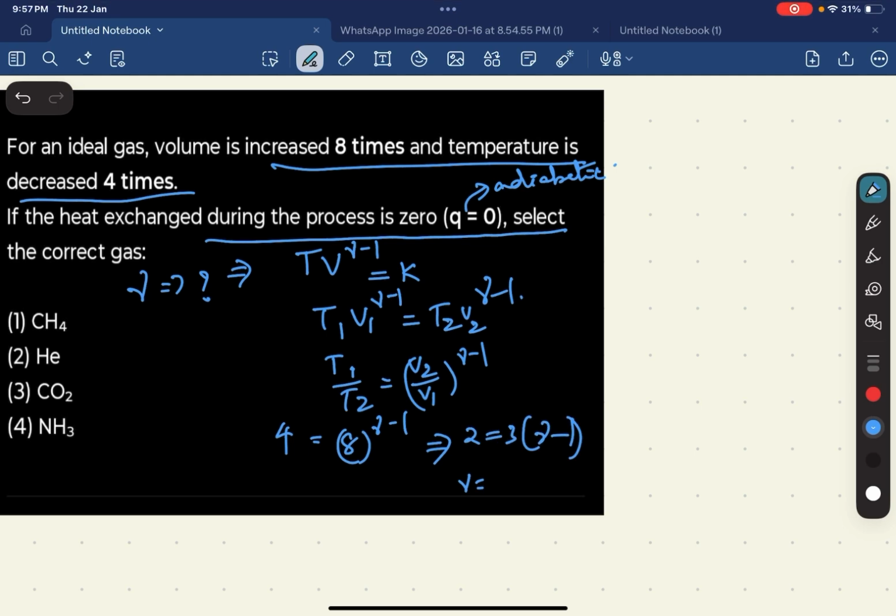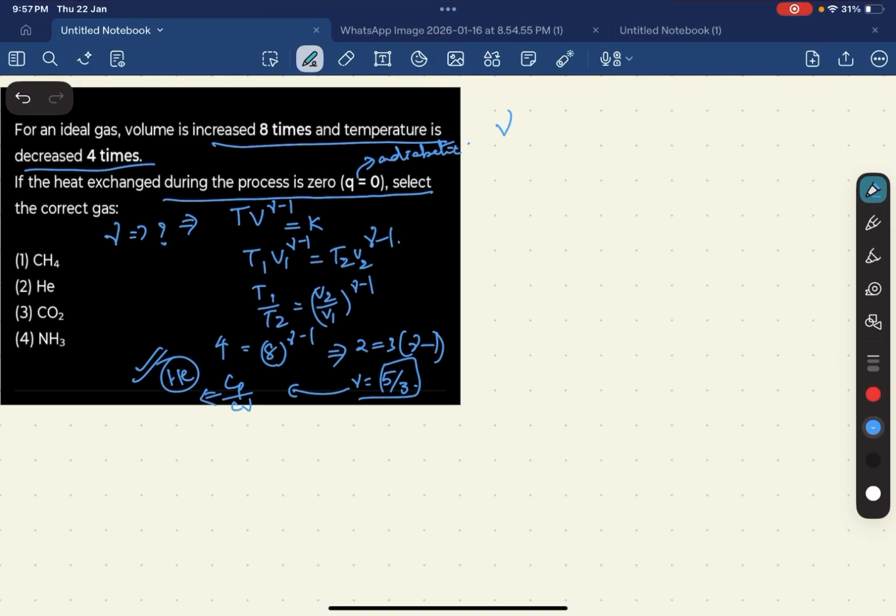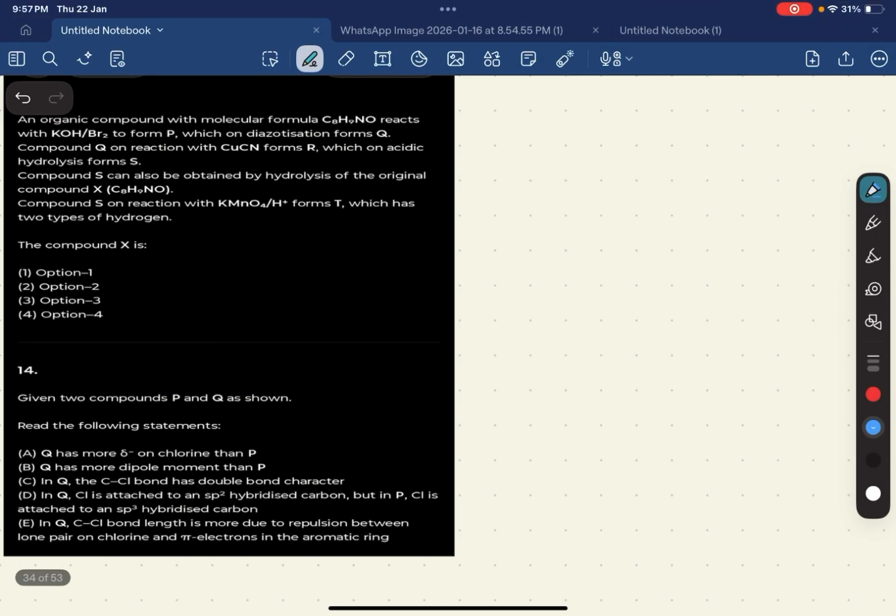So gamma equals what? 5 by 3. So 5 by 3 gamma, the Poisson ratio, is Cp by Cv. So accordingly we can find which gas has 5 by 3. Helium, a monoatomic gas. So that's the answer for this, students. We are just simplifying with respect to formulas, nothing else: finding gamma, later deciding which kind of gas it is. So coming to the next question.